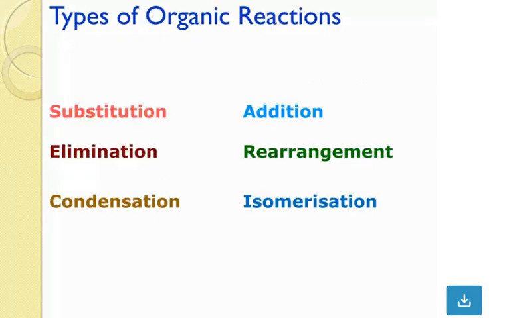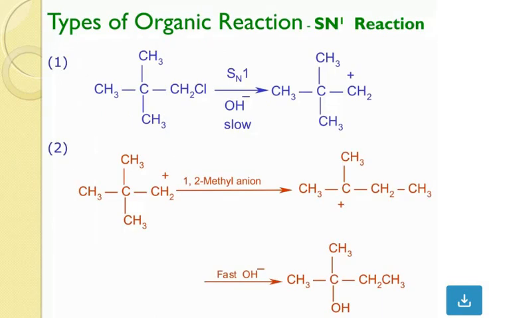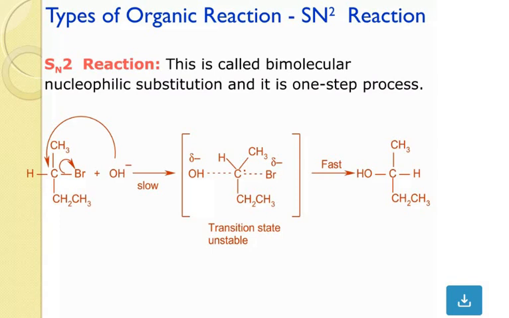Now types of organic reactions: substitution, addition, elimination, rearrangement, condensation and isomerization. First, substitution reaction: replacement of an atom or group by other atoms or groups. Nucleophilic substitution, you can see the example. SN1 reaction, unimolecular nucleophilic substitution reaction. Now SN2 reaction, a bimolecular substitution reaction in a one step process. You can see the unstable transition state.